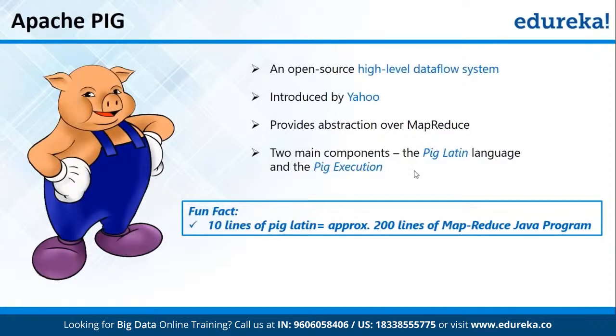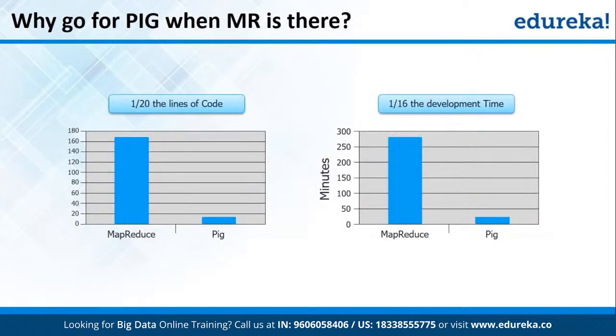So let's move on and look into why we have to go for Pig when MR is there. There are two simple reasons. One is that the Pig code is 1/20th of the lines of code that we have to write in MapReduce. So it makes your life very easy. Also, as a result of this, the development time also gets reduced, which is almost 1/16th of the development time required in MapReduce. So these are the two main reasons because of which we should always go for Pig whenever a task can be achieved using any of these tools.